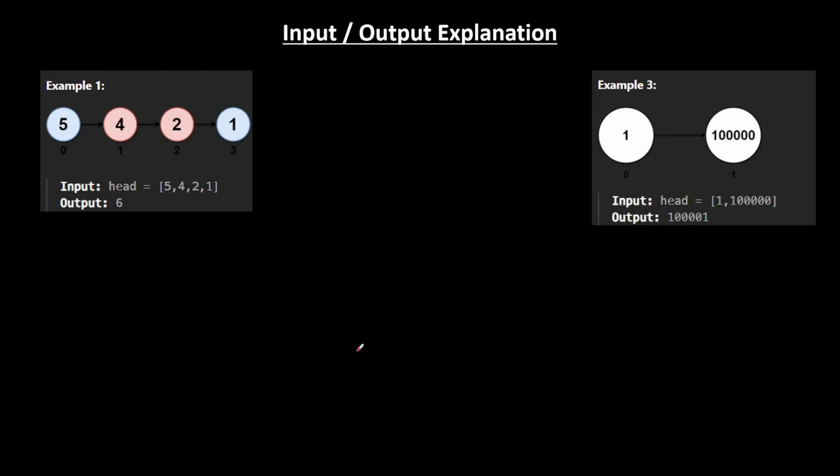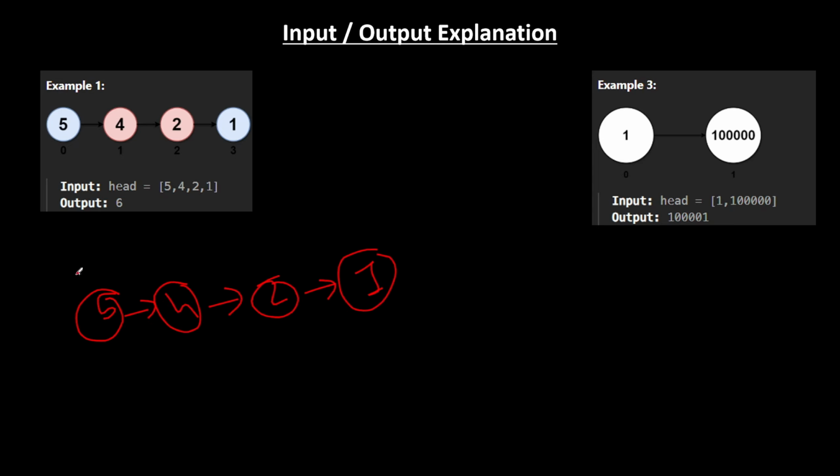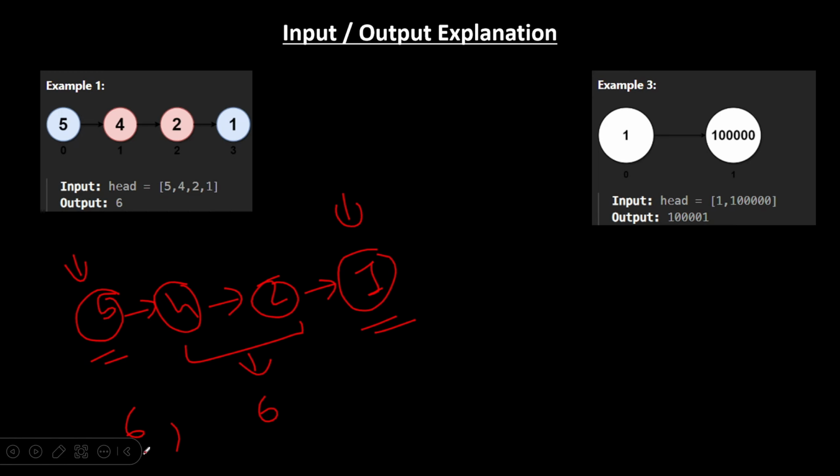Let's understand the input and output of the problem. Since we are given 5, 4, 2, and 1, these are even nodes. So according to the question, 5 and 1 are twin nodes, and the sum comes out to be 6. 4 and 2 are twin nodes, so the sum is 6. So the maximum of both is 6 itself. So our answer is 6 here.